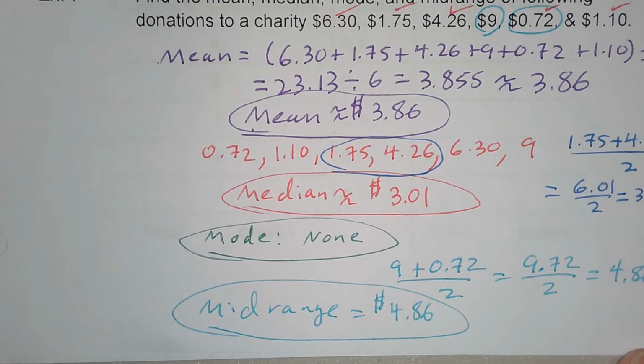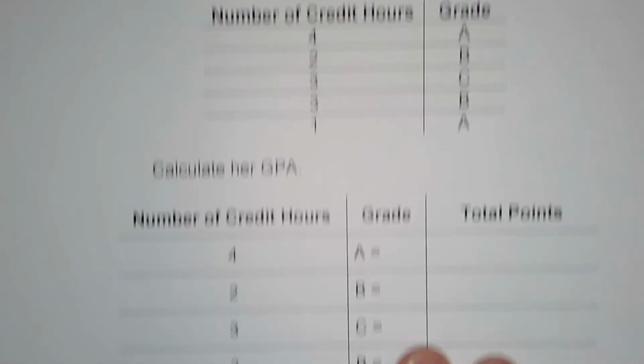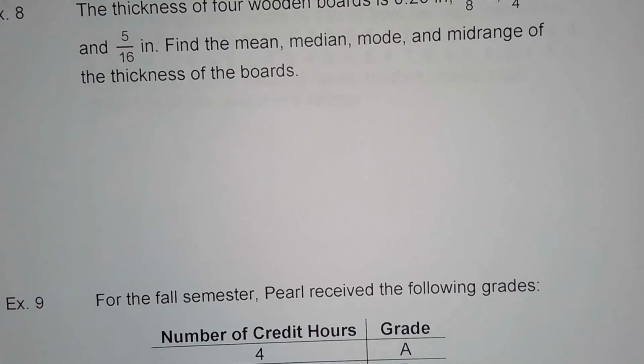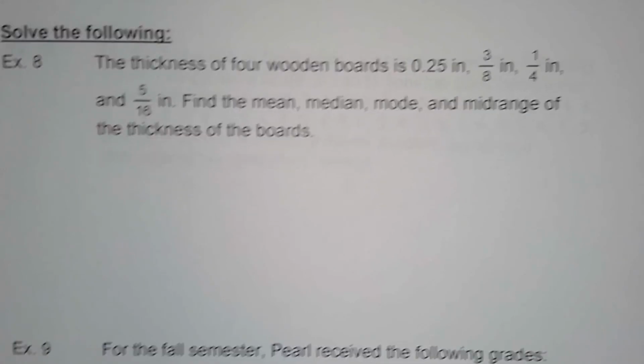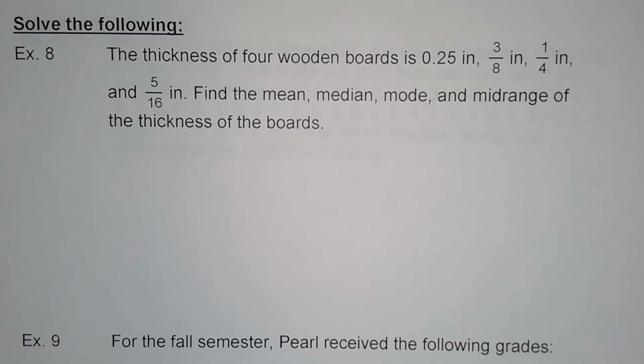Let's go and turn the page. And let's take a look at problem number 8. We have the thickness of 4 wooden boards is 0.25 inches, 3/8 of an inch, 1/4 of an inch, and 5/16 of an inch. And we want to go through and find the mean, median, mode, and mid-range.